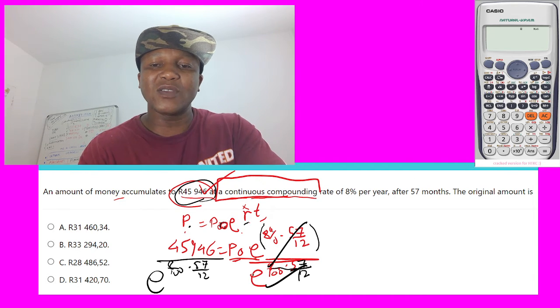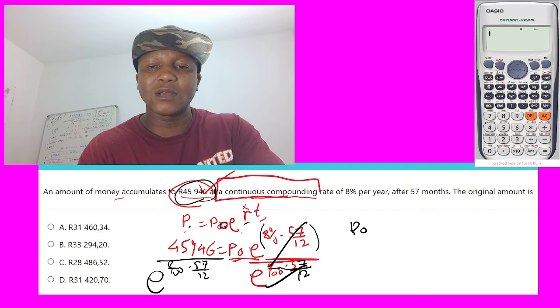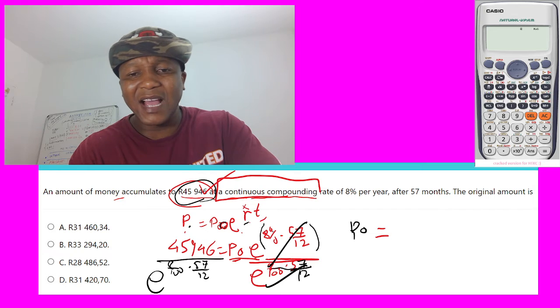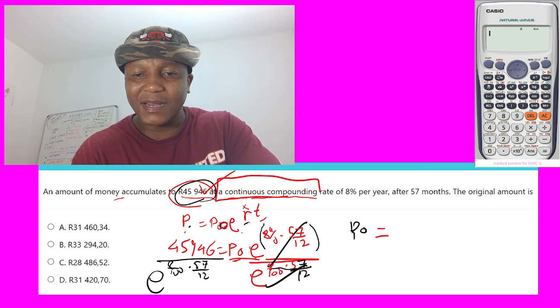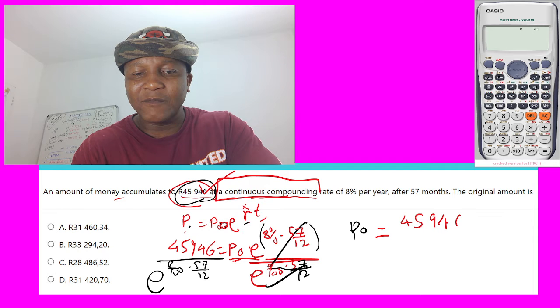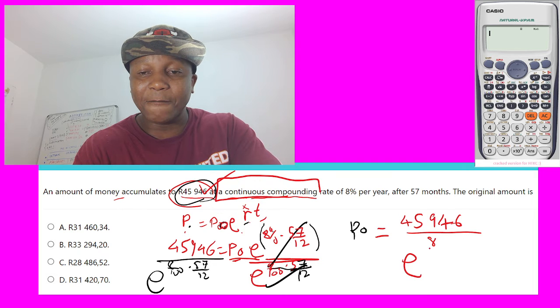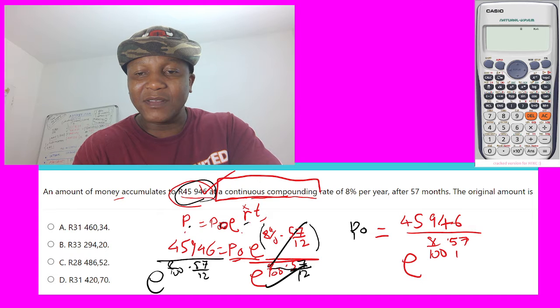So I'm going to say P naught equals, I'm sorry, there's a guy making noise outside. My apologies, everybody. So this is going to be 45,946 over e to the power of 8 over 100 multiplied by 57 over 12.